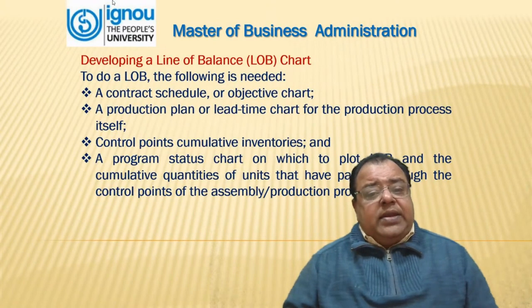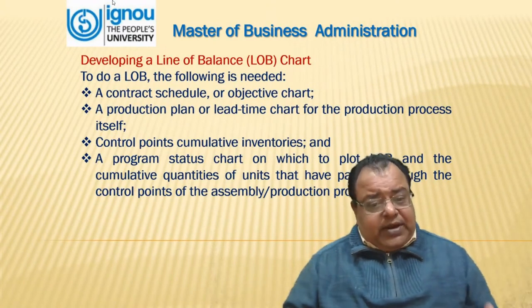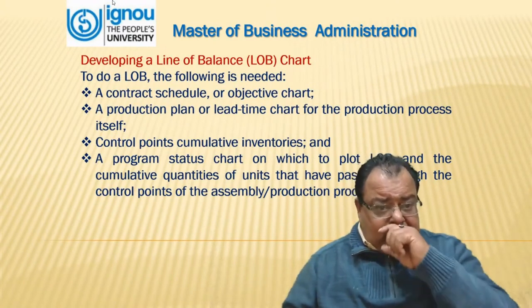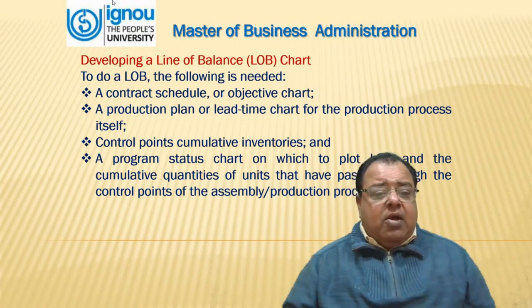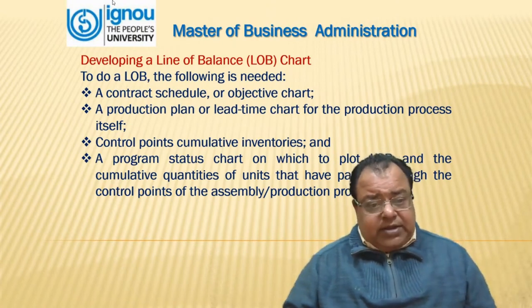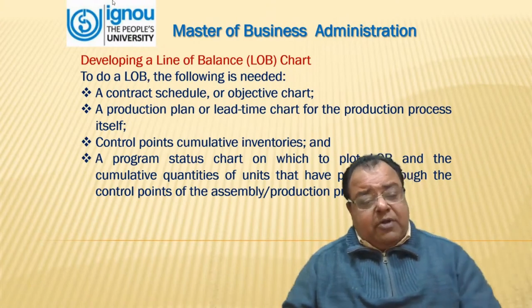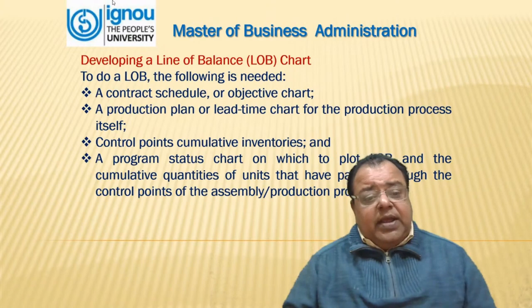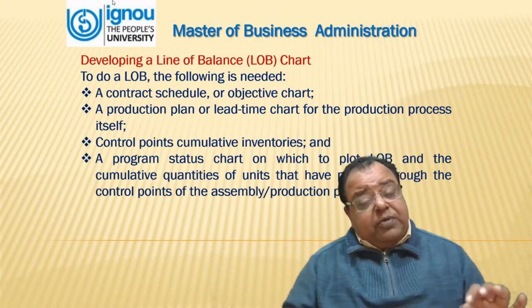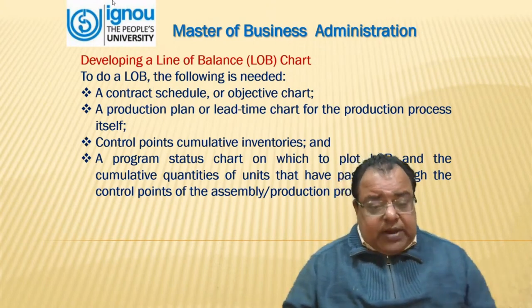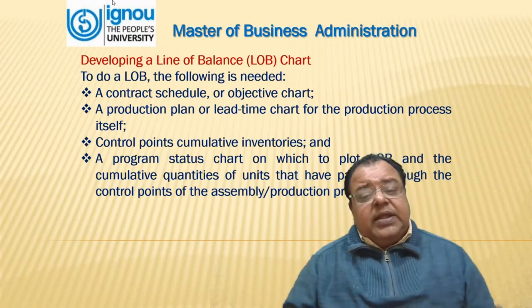Developing a line of balance chart. What is included? To do a LOB, the following is needed. A contract schedule or objective chart is made. A production plan or lead time chart for the production processes is depicted. Control points, cumulative inventories, and a program status chart on which to plot the LOB and the cumulative quantities of units that have been passed through the control points of the assembly or production process.